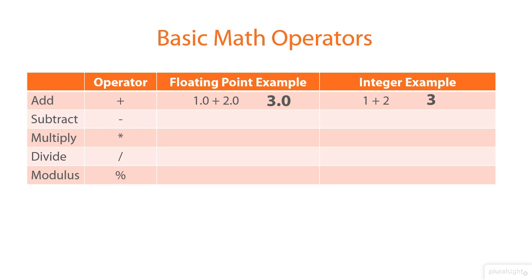For subtract, we use the minus sign. Again, it doesn't really matter whether we're using floating point or integers. If I subtract 4 from 5, I get 1. For multiply, we use an asterisk. 4 times 2 is 8. And all this stuff is really straightforward.